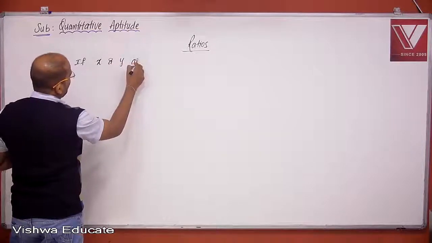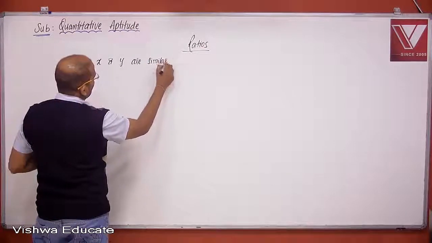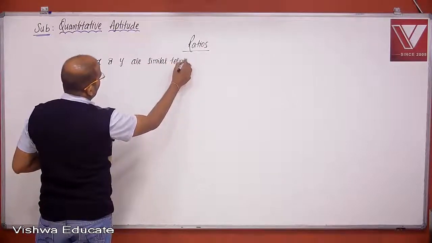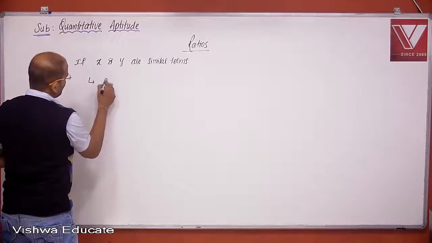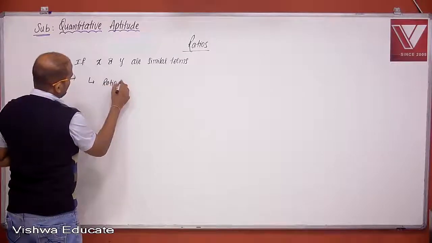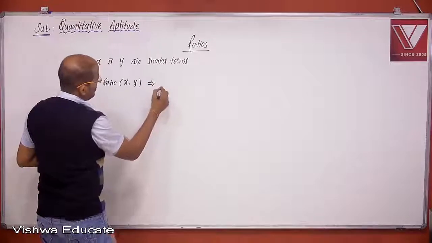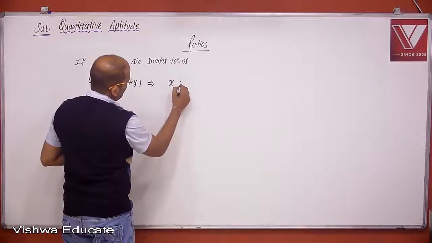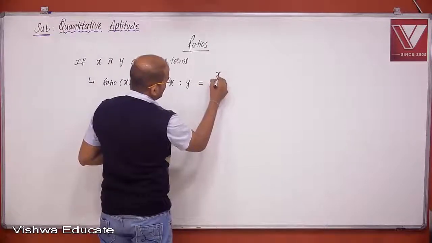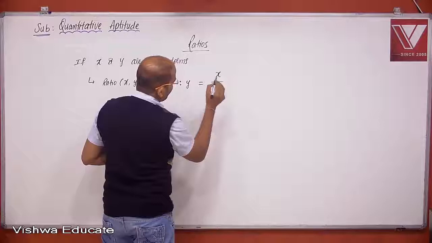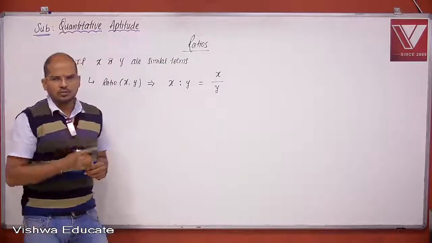If x and y are similar terms, then the ratio of x comma y would be given as x is to y, which is x over y. So we write x is to y as x over y, x upon y, whatever it is.